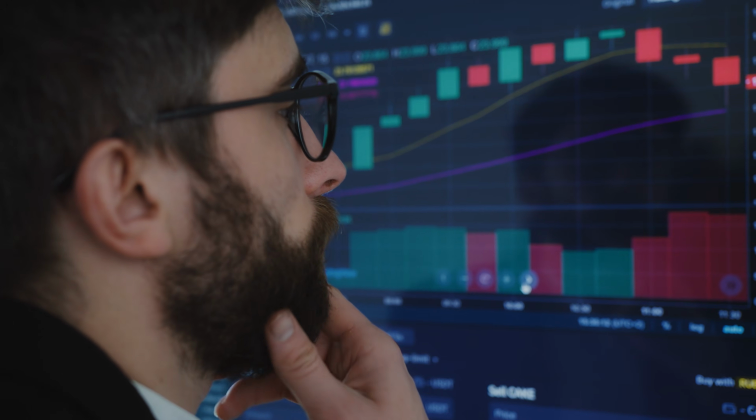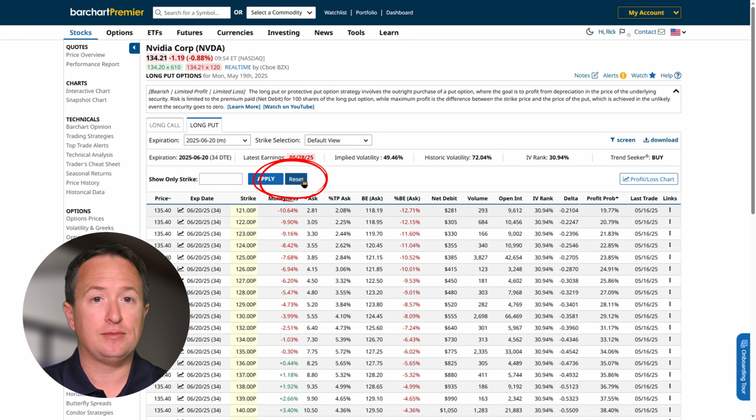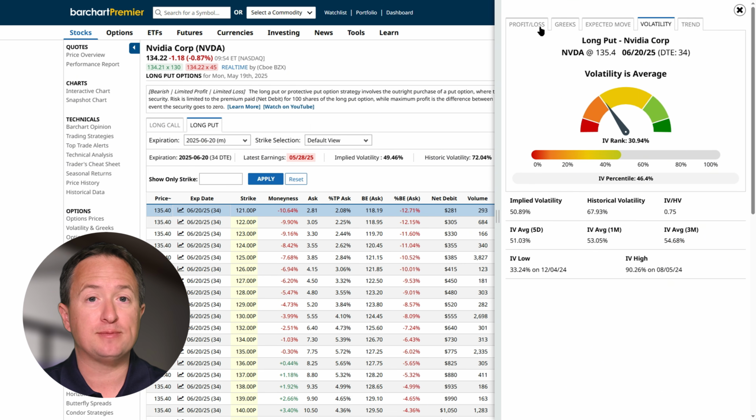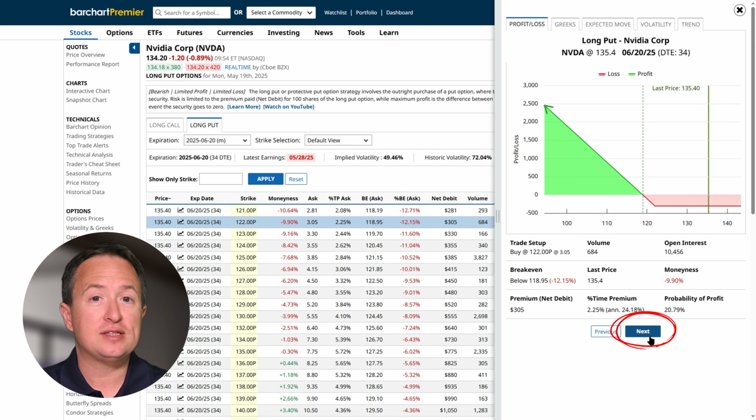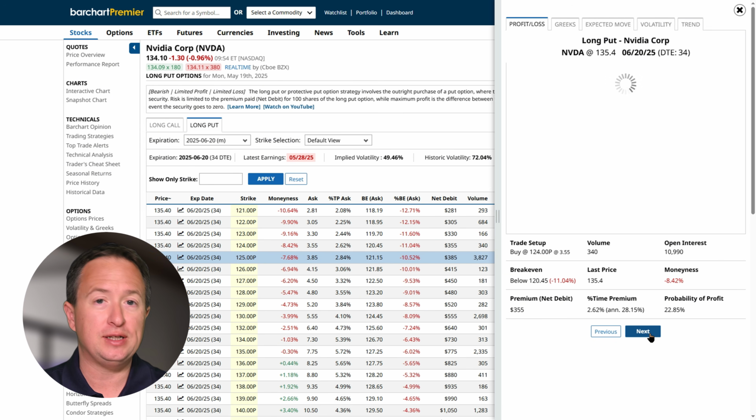On the other hand, maybe you don't own NVIDIA. Maybe you just want to speculate on its downward price movement. In this case, you might pick a strike price towards the upper end of the range to increase your chances of profitability. Now, if you'd like to check out the other strike prices, simply click Reset. For further comparison, you can also pull out the chart and check the next trades by clicking the Next button. Then, you can cycle through all of the tabs for all of the other trade information that you would need.